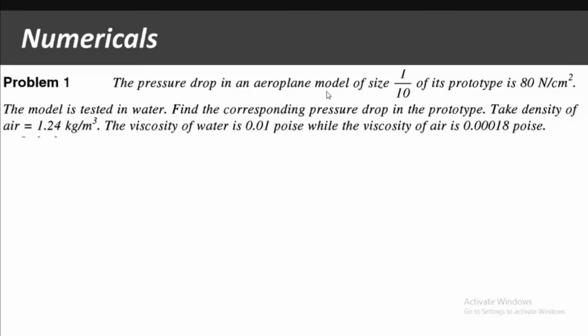And where is this happening? It is happening for the model. So that is the pressure of the model. The model is tested in water. Find the corresponding pressure drop in its prototype. Take the density of air as 1.24 kg per meter cube, and the viscosity of water is 0.01 poise, while viscosity of air is 0.0018 poise.